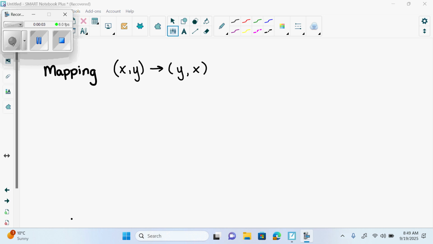So xy becomes yx. So literally with 2, 3, it's now 3, 2. That's it. So let's think about that. What could that look like as an equation? As an equation, they can go y equals f negative 1 x.